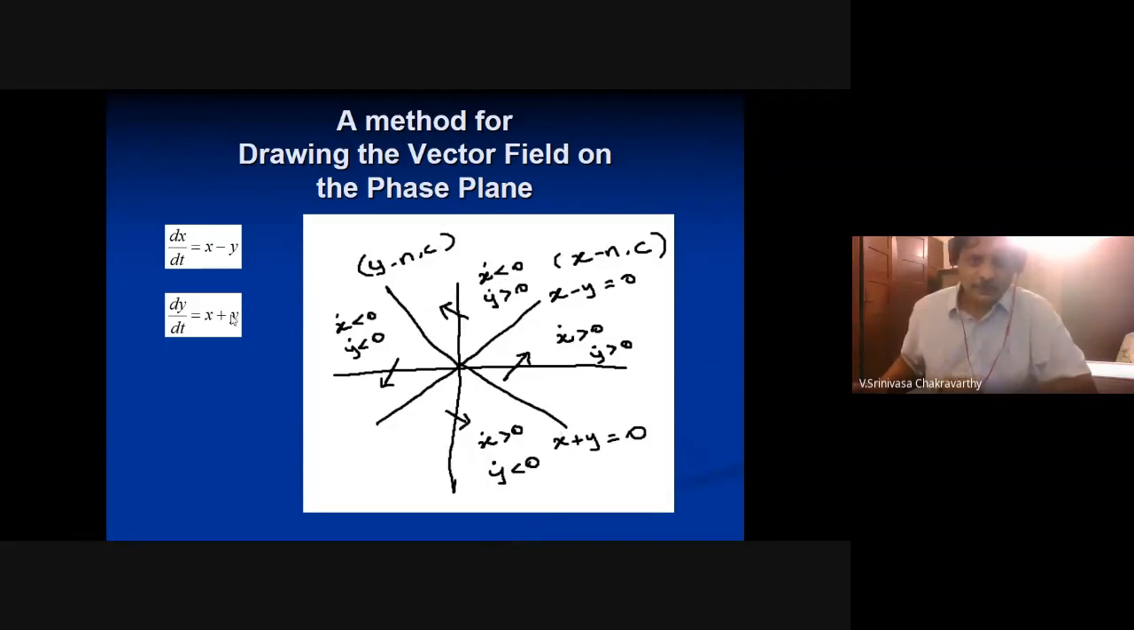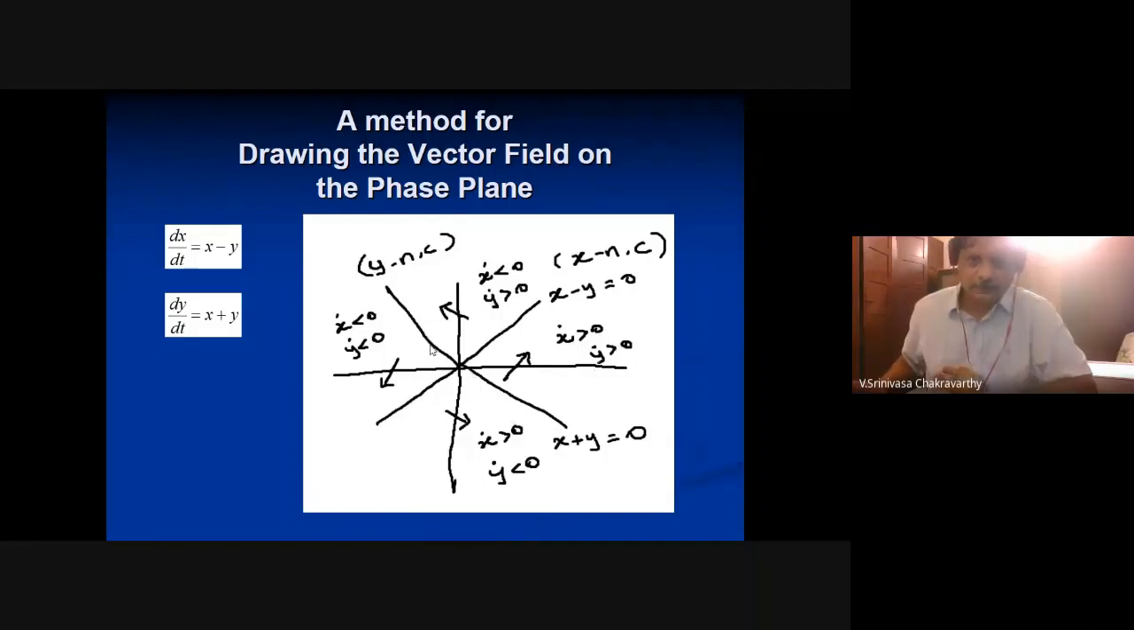Okay, similarly, now let us look at the y null line. The y null line is given by this line, x plus y equal to 0. So on this line, y dot is 0. Therefore, if you go above that line, this becomes positive. X plus y becomes positive if y is increased beyond this level. So here y dot is positive. That means in this part y dot is positive. In this part also y dot is positive.